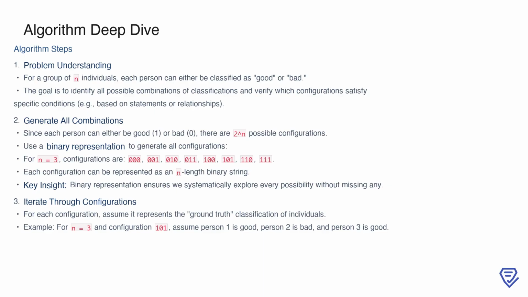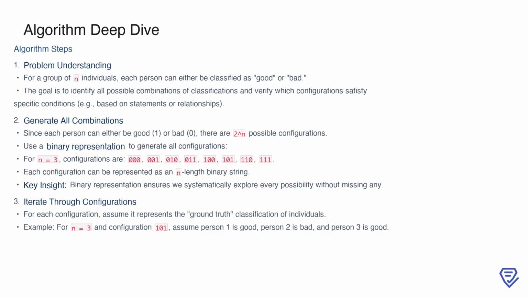To systematically explore all possibilities, we can use binary representation. Since each person can only be in one of two states, good or bad, there are a total of 2^n potential configurations. For example, if n equals 3, the configurations are binary strings like 000, 001, 010, and so on, up to 111. This binary representation ensures no possibilities are missed and provides a structured way to iterate through all combinations.